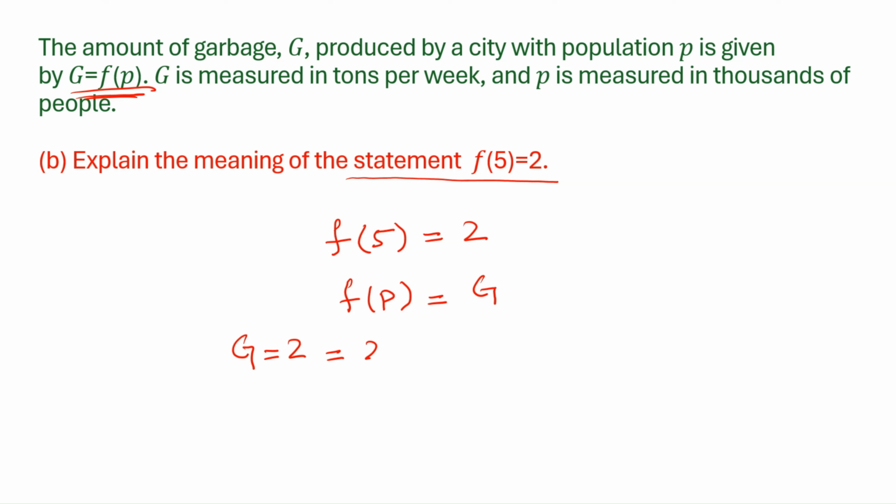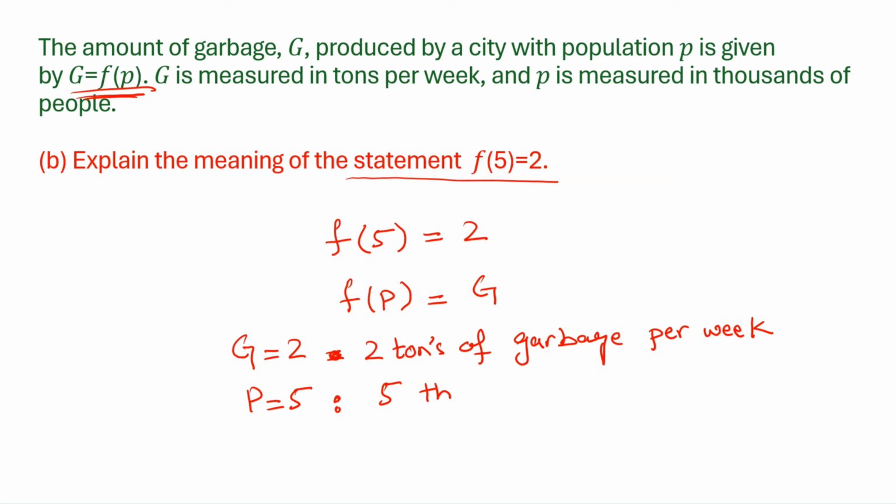That is 2 tons of garbage per week. And our p is 5, and that means that we have 5,000 people. So to explain this statement, it is pretty much saying that if I have a city having 5,000 people, they generate 2 tons of garbage per week.